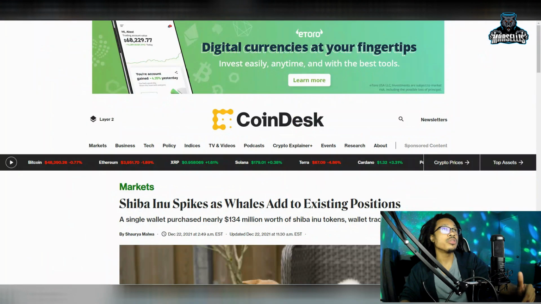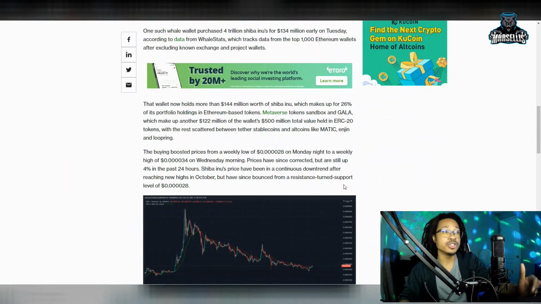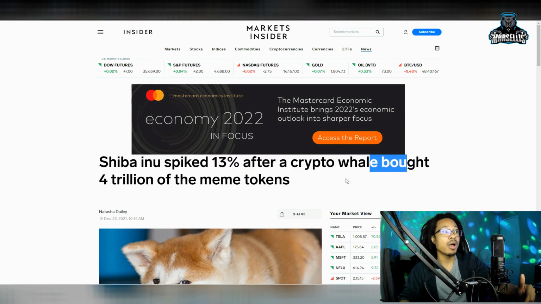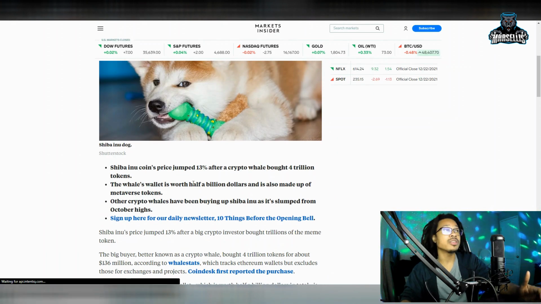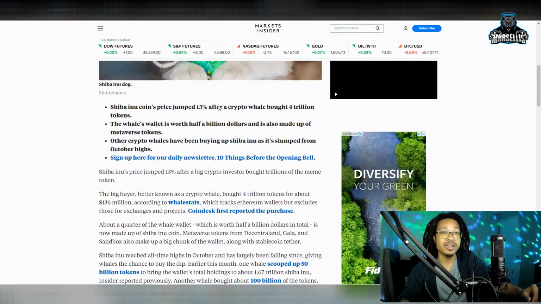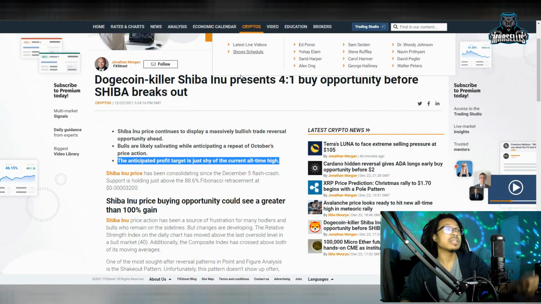Now, I do want to show there are a lot of different articles talking about this huge Shiba Inu purchase. So a lot of people are talking about this. People are noticing this. Shiba Inu spiked 13% after a crypto whale bought 4 trillion of Shiba Inu. Everybody's literally talking about this. This is the hottest thing inside of crypto right now, Shiba Inu. So everyone knows Shiba Inu has big stuff going on. But let's keep going over this.